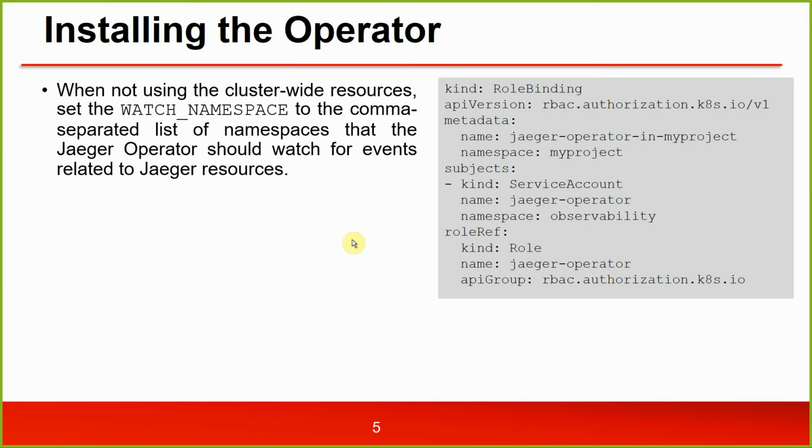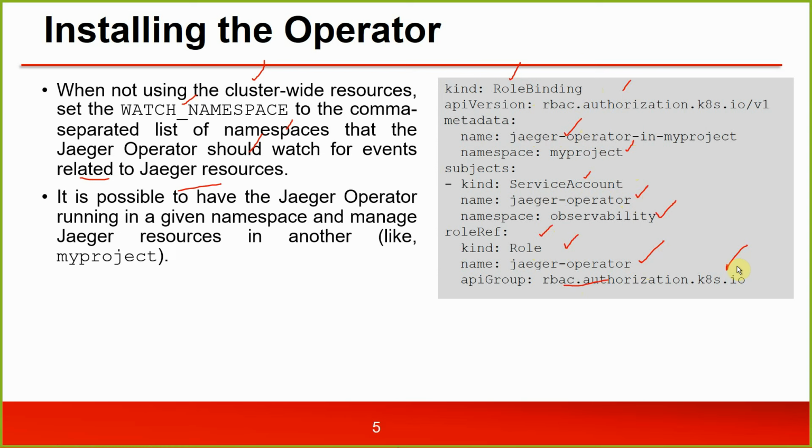So this is how we install the operator. When not using the cluster wide resources, you set a watch namespace to a comma separated list of namespaces that the Jaeger operator should watch for events related to Jaeger resources. So for example, this is a role binding. Kind is RoleBinding, API version is this, and metadata is jaeger-operator-in-myproject, and then namespace is myproject. Then subject kind is service account. We are creating a service account. Name is jaeger-operator, namespace is observability. Role reference, we are creating a role here, jaeger-operator, and the API group where it will be placed.